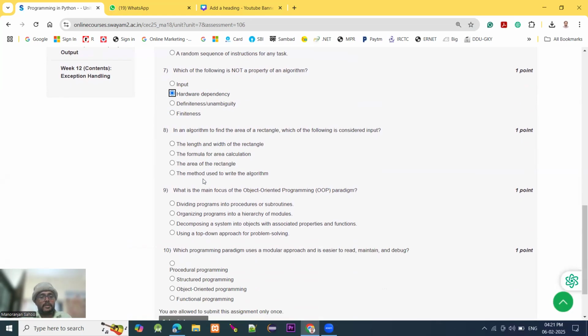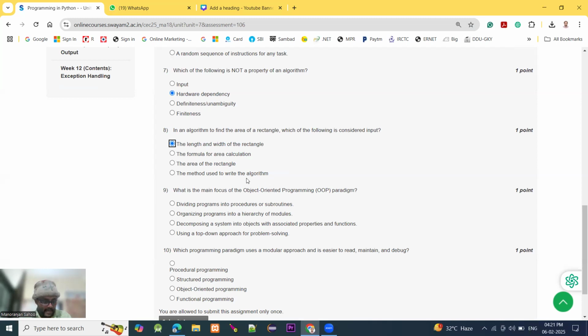Moving to question number 8, in an algorithm to find the area of a rectangle, which of the following is considered input? We have to give the inputs of the length and the width. The length and width of the rectangle must be known. If you give the length and width of the rectangle, then we are able to calculate the area. So for 8, option A, the length and width of a rectangle.